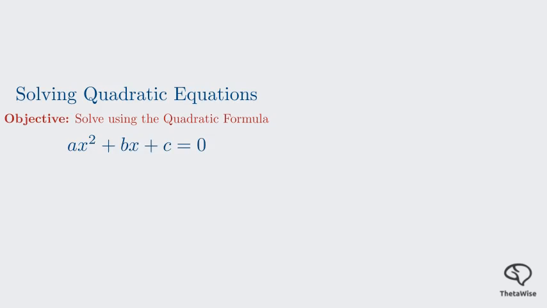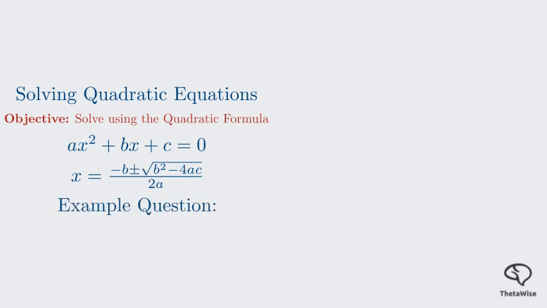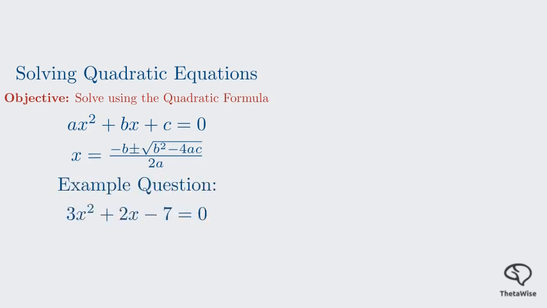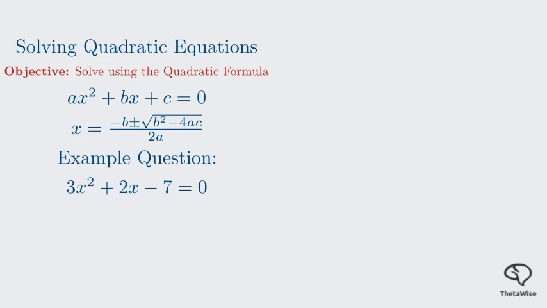x squared plus bx plus c equals 0. This looks intimidating, but it is just a matter of substitution. The formula is x equals negative b plus or minus the square root of b squared minus 4ac all over 2a. Let's look at a typical exam-style question. Solve 3x squared plus 2x minus 7 equals 0. First, identify your constants. a is 3, b is 2, and c is negative 7.